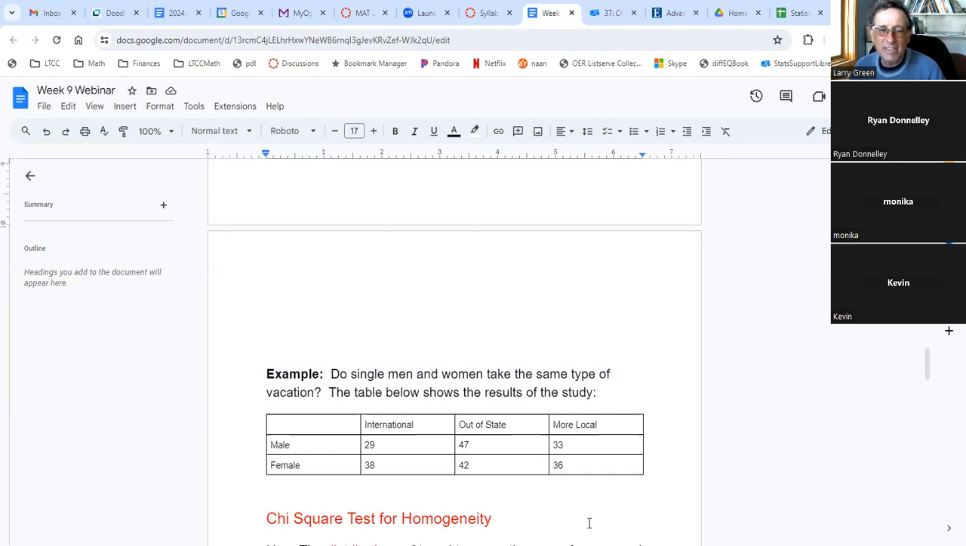And what I found is that homogeneity is one of the main tests that's used when I have to help others out.